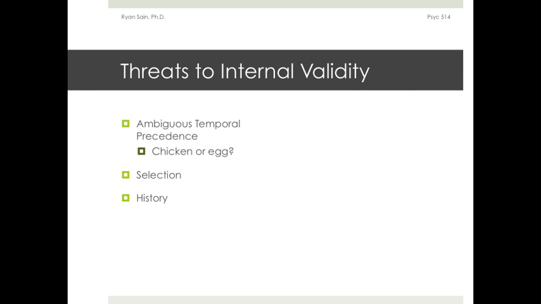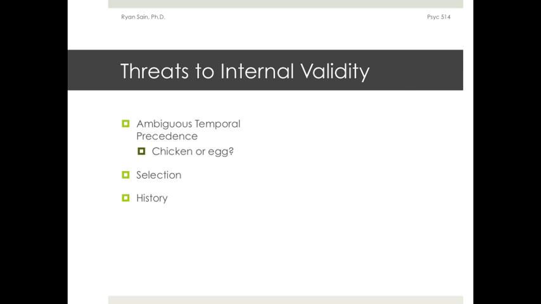History effects. This is when something happens to one of the groups, either a control group or an experimental group, during the experiment, okay, that is not something you were intending. In other words, they experience something else that could then change the results of the experiment.